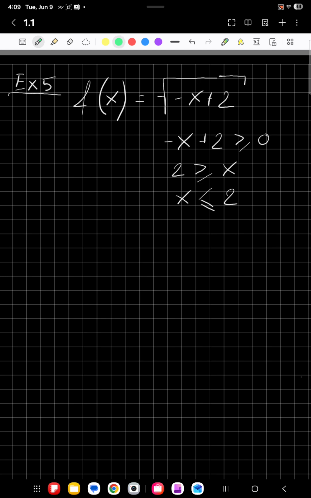So the domain: we could write it like this, x is less than or equal to 2. Or we can write it in interval notation, from negative infinity to positive 2. You can always check it: pick a couple of numbers from that interval and see if they work.